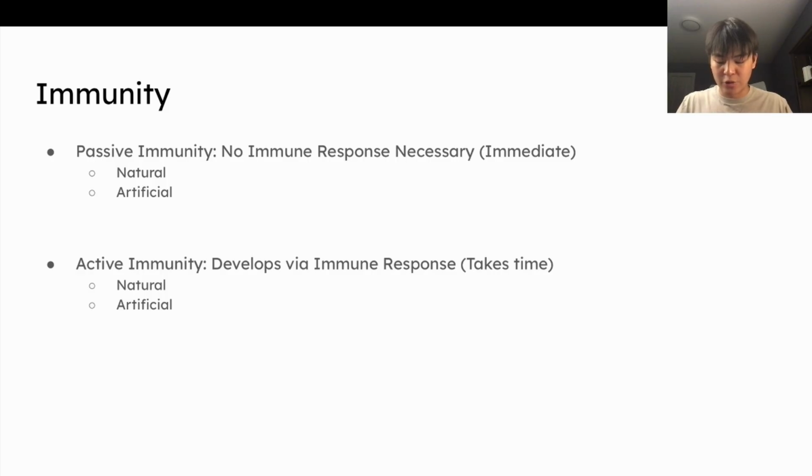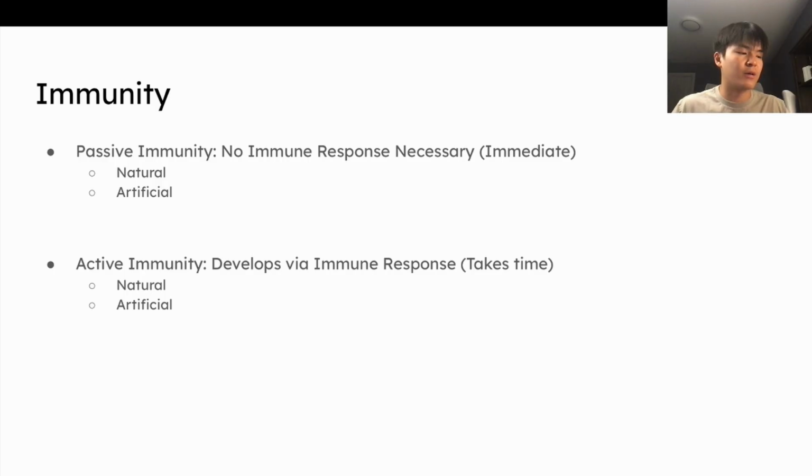Now I want to go into active immunity. So active immunity actually requires an immune response. So this actually takes time, right? And so naturally, this is just like you're infected with a virus or a pathogen. Your body takes care of it, forms memory B cells, right? Just a normal way. But sometimes it can be dangerous, right?